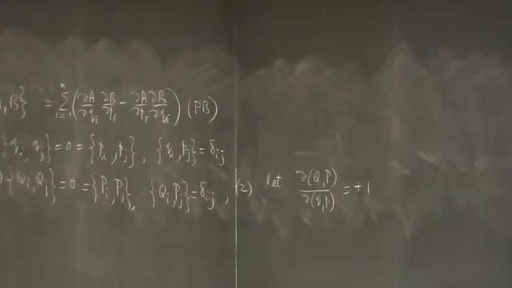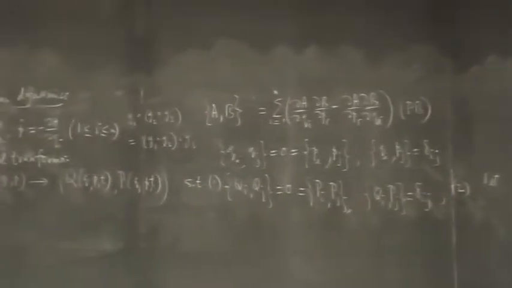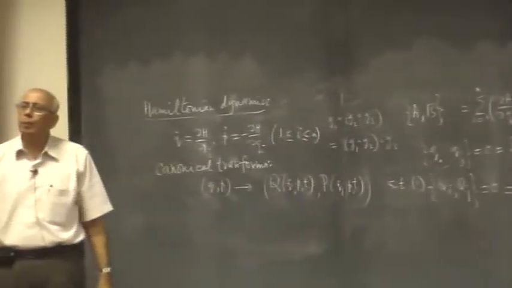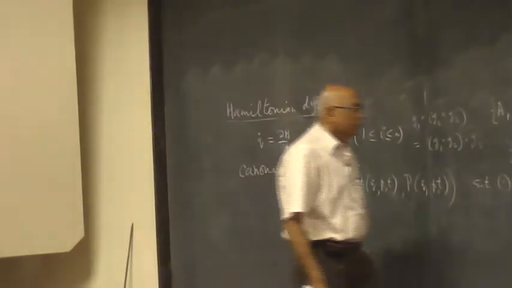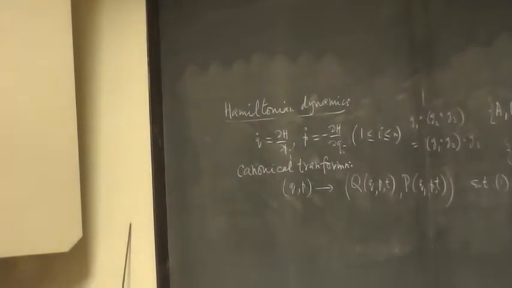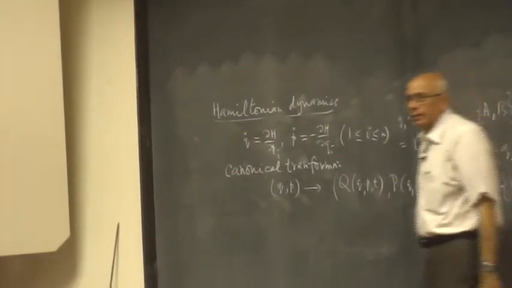What is meant by volume element in phase space? For me, the measure, unless I specify otherwise, will always be the natural measure, namely the volume element. In this case, it will be a 2n-dimensional volume element, which is dq1, dq2 up to dqn, dp1 up to dpn. Yeah, now we will see what this implies.